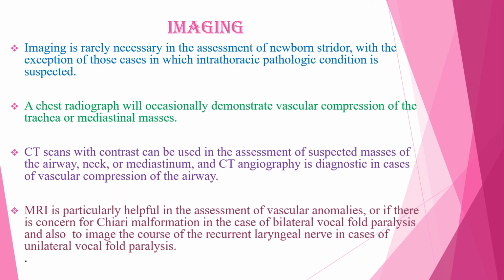MRI is particularly helpful in the assessment of vascular abnormalities, or if there is concern for Chiari malformation in the case of bilateral vocal cord paralysis, and also to image the course of the recurrent laryngeal nerve in the case of unilateral vocal fold paralysis. The final one is about the endoscopic assessment.